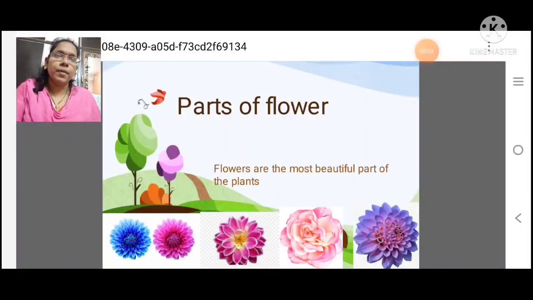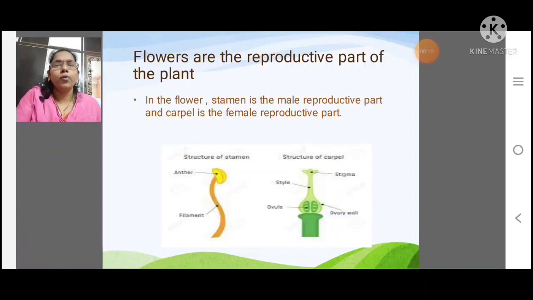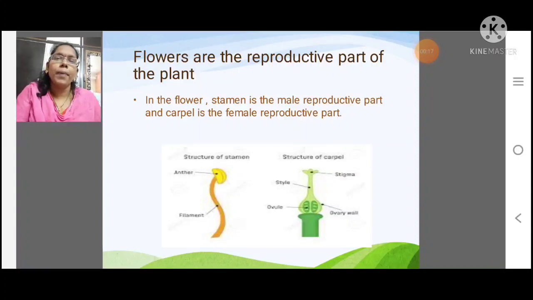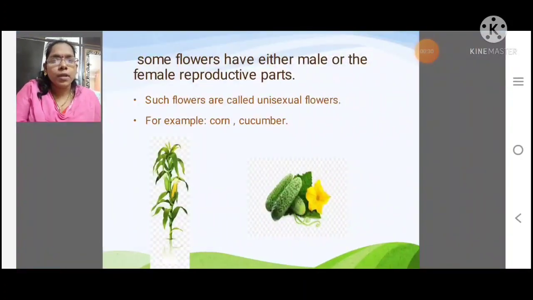Parts of flower. Flowers are the most beautiful part of plants. Flowers are the reproductive part of the plant. In the flower, stamen is the male reproductive part and carpel is the female reproductive part. Some flowers contain both male and female reproductive parts. Such flowers are called bisexual flowers. For example, China rose, datura. Some flowers have either male or female reproductive parts. Such flowers are called unisexual flowers. For example, corn, cucumber.